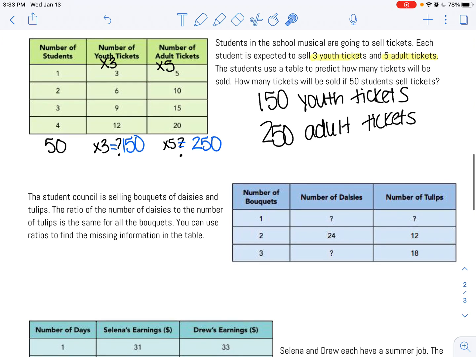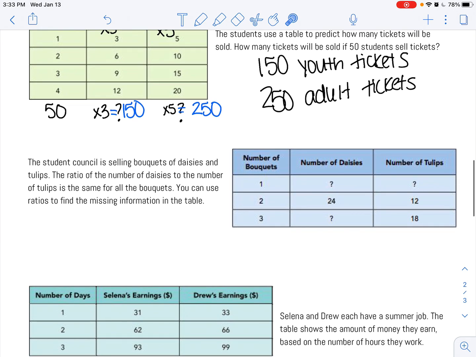In the next problem, it tells us that the student council is selling bouquets of daisies and tulips. The ratio of the number of daisies to the number of tulips is the same for all bouquets. You can use ratios to find the missing information in the table. So with this saying that it's the same for all bouquets, that means that we're coming up with equivalent ratios.